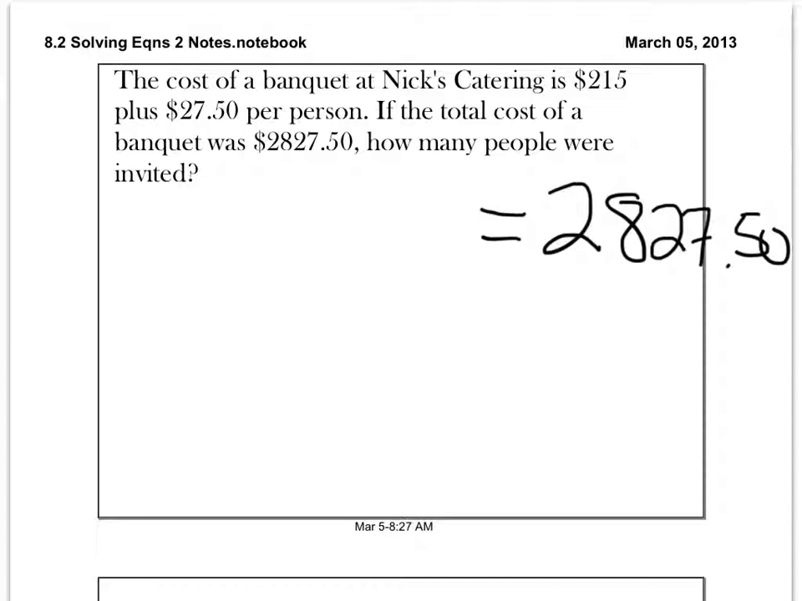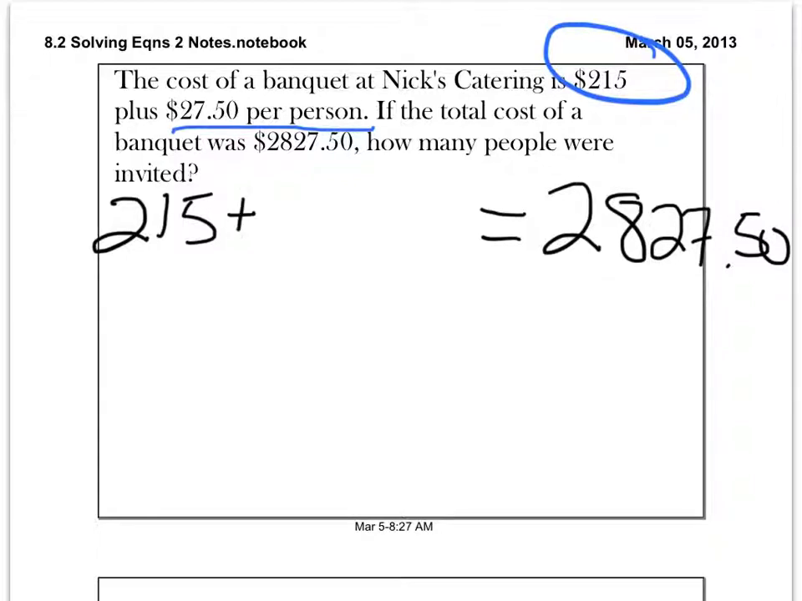Now, here's the important part. This catering company charges $215 whether one person comes, or 4 people, or 100 people. So that will not be attached to a variable. That is the flat rate. It is not dependent on anything else. The last piece of information, $27.50 per person, so that is where your variable will go. 27.5 times P for person. And again, follow the steps that we've done repeatedly now.